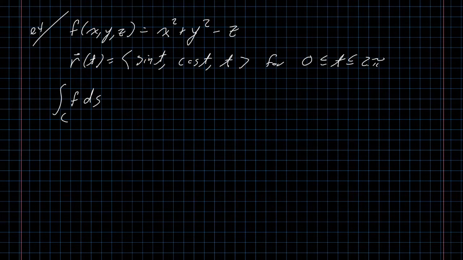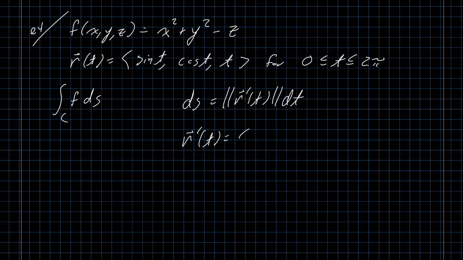So we can visualize what's happening. We can think about that story, but the math is just going to tell us that ds is the magnitude of r prime of t dt. And since r of t is sine t, cosine t, t, that means that r prime, well, the derivative of sine is cosine. The derivative of cosine is the negative of sine, and the derivative of t is 1.